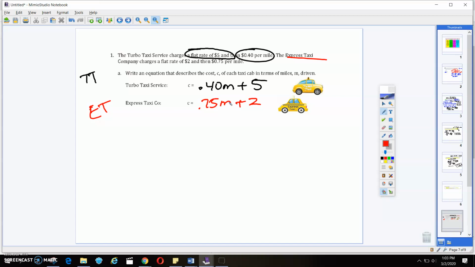How did I know that those are linear? It's a flat rate. Per mile. Okay. So that per mile. Okay. Don't change. Yep. All right.